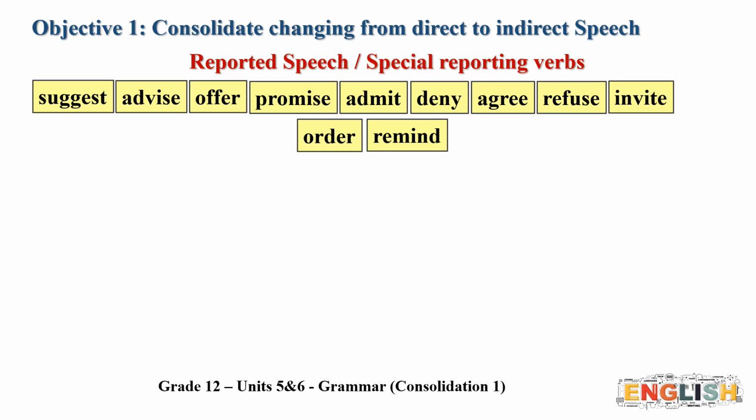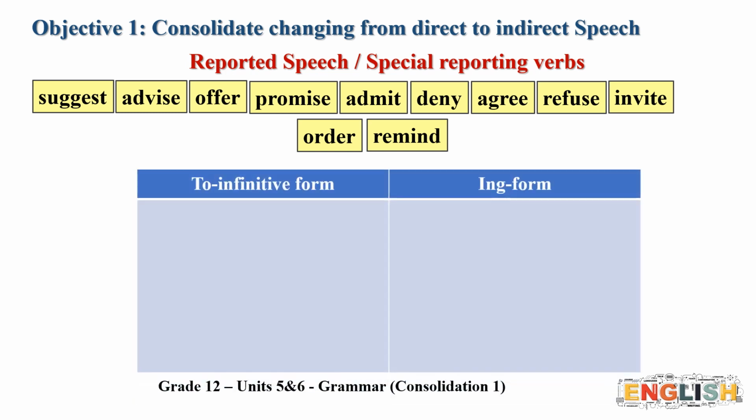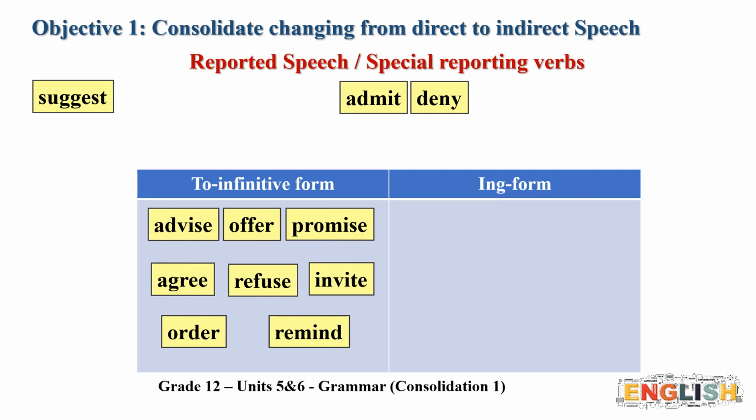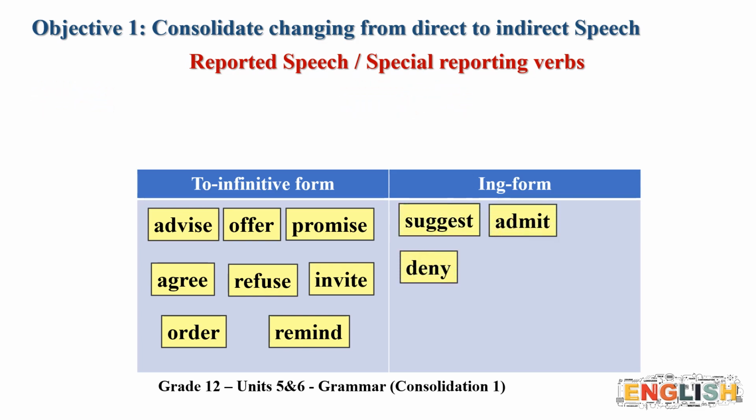Now please pause the video here and classify these verbs in the following chart. Very good. Now, which verbs require the infinitive form? Very good. Advise, offer, promise, agree, refuse, invite, order, and remind. And of course, the remaining verbs require the ing form. Very good.